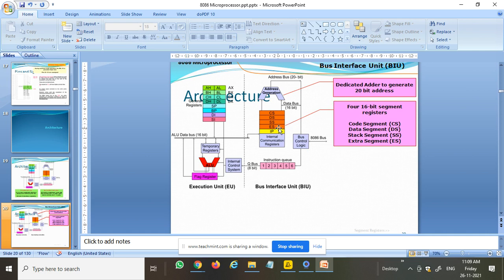Next, there are four segments. Which segments? CS, DS, SS, ES. Each segment register is 16-bit, which are the code segment, data segment, stack segment, and extra segment.